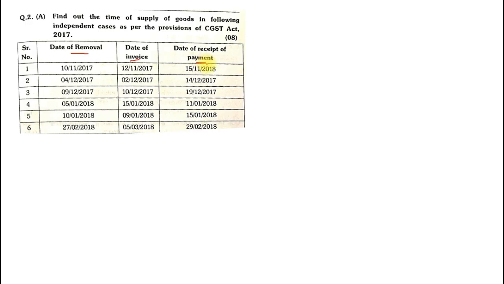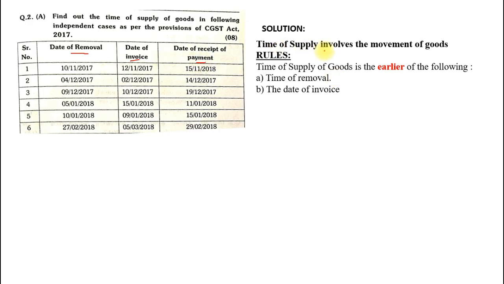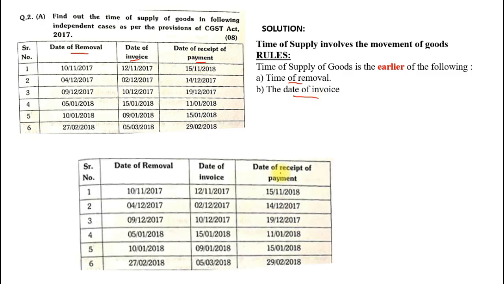Remember, whenever date of removal is given, it is removal of goods. So the rule for solving that is very simple. Time of supply involves movement of goods. The time of supply of goods is the earlier of either time of removal or date of invoice. So date of removal or date of invoice, whichever is the earlier date, that will be your time of supply for goods which involve movement. Whenever date of removal, date of invoice and date of payment are given, remember it is always based on movement of goods. According to the rule, date of removal or date of invoice, whichever is earlier, will be your answer.